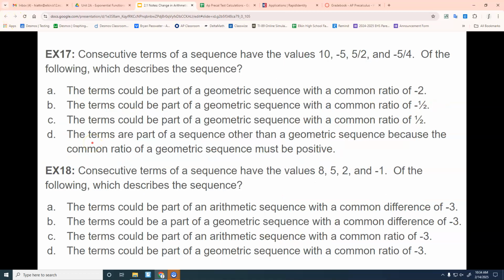Okay, let's look at a few multiple choice questions that you might see to give you an idea of how this stuff may be asked on my test or the AP exam or something like that. So consecutive terms of a sequence have the value 10, -5, 5 halves, and negative 5/4. Which of the following describes the sequence? Okay?